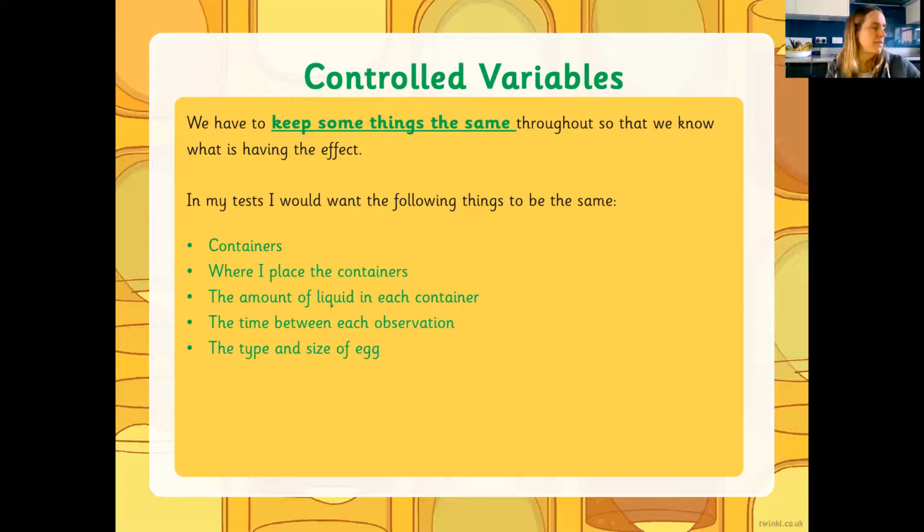And the other thing to keep the same is the type and size of the egg. Okay, all my eggs are medium-sized eggs. I haven't got any ginormous eggs, any small eggs, just gone for the same. So those are our controlled variables. Those are all the things that we are going to keep the same.